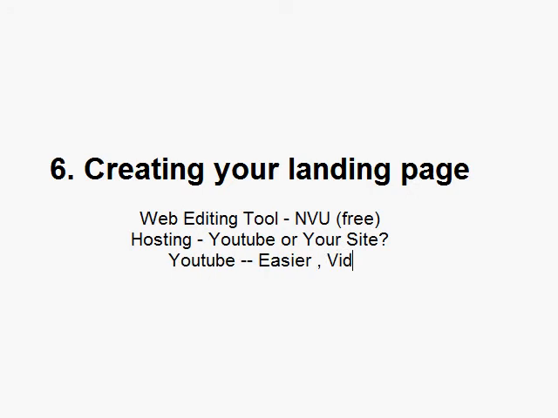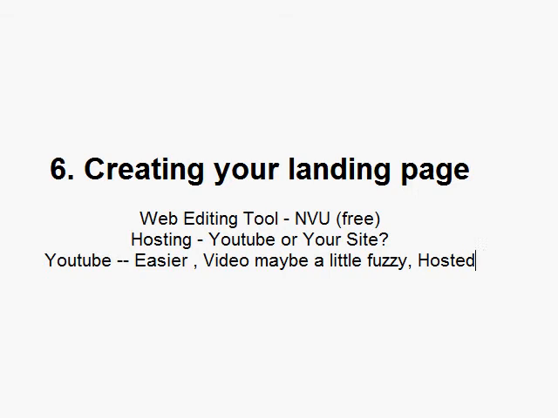So if you did go with the YouTube option, it's a lot easier. Your video may be a little fuzzy, which is a downside, but it's being hosted by YouTube. If it's on your own site, what I'm doing here is I'm just giving you options. There's no one set way to do all of this. Sometimes I use YouTube just because it's easier, and sometimes I put it on my own site because I want it crystal clear.